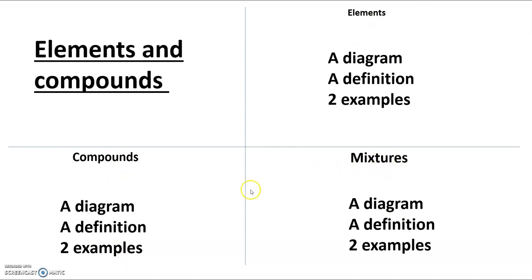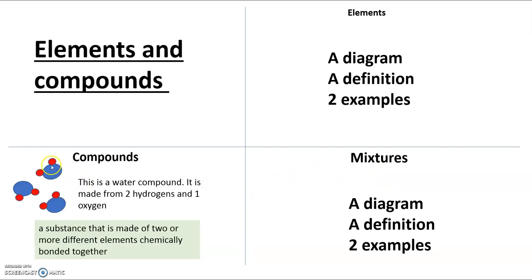Okay, now I've done an example of compounds, where I've got a little drawing to show a water compound, okay, where we've got an oxygen atom chemically bonded to 2 hydrogen atoms. And I've written it out here, there's my labels, and I've got a little definition: a substance that is made of 2 or more different elements chemically bonded together. Okay, so I want something like this for each box, for compounds, for elements, and for mixtures. Now this is only a start because I don't have 2 examples. So some more examples of compounds would make this even better.